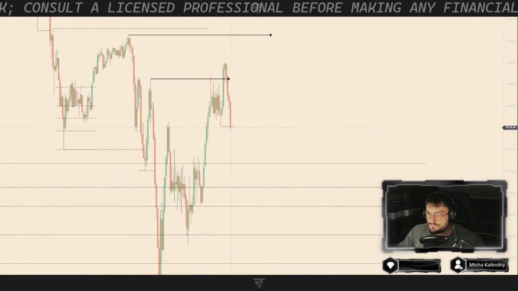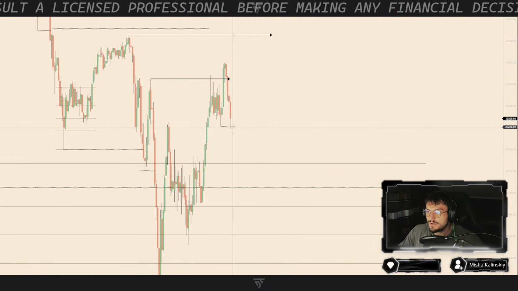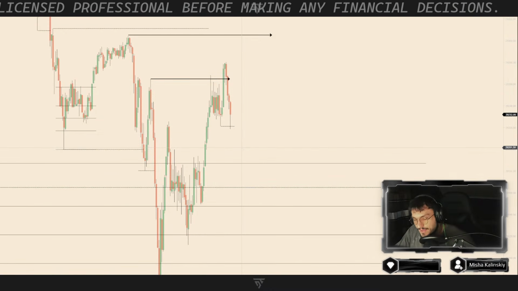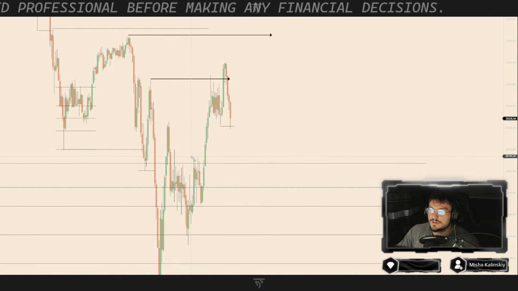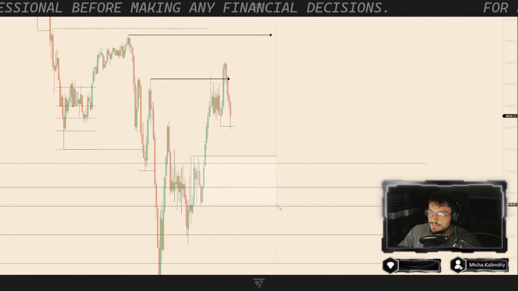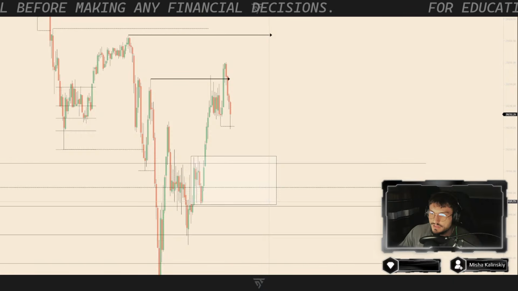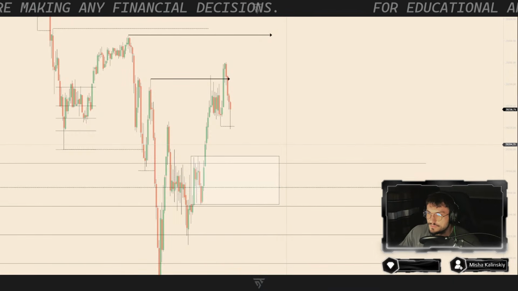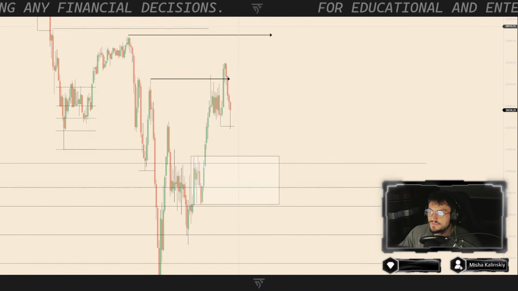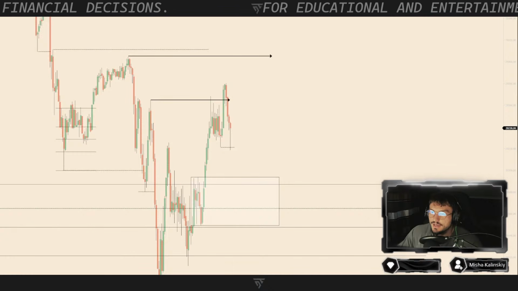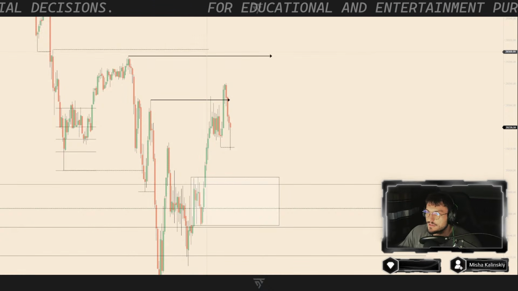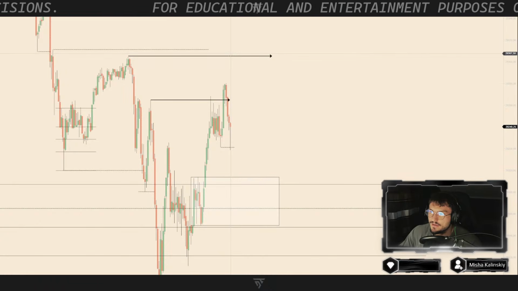Oh, look at that. The low that I wanted to be swept was swept. Look at that. This is a little less than the hour that I would consider. But first I need to get above this high to confirm bullishness. I need a closure of the 15-minute, or at least 5-minute, above this high.